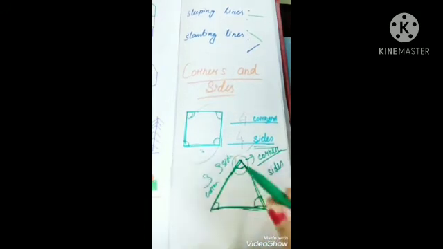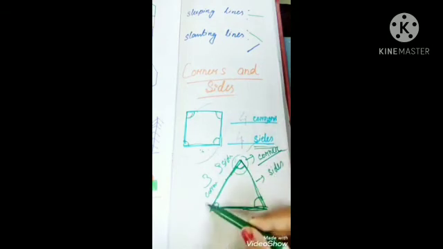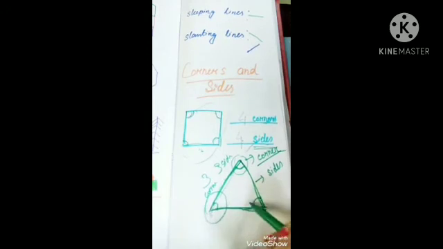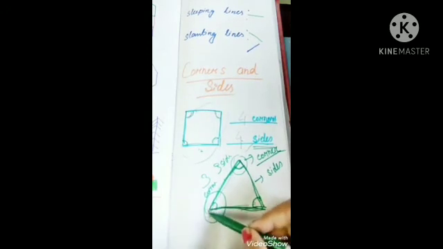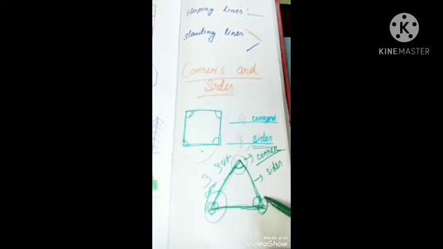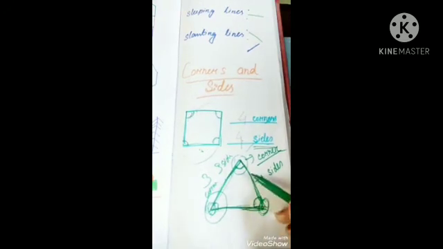So I think you understood what a corner is. Corner means where 2 sides join. So at this point, you can see this side and this side are joining. So this one is the corner. Similarly, this side and this side are joining at this point, so this one is a corner, and this side and this side are joining at that point. So this one is a corner, right? So here we are getting 3 corners.